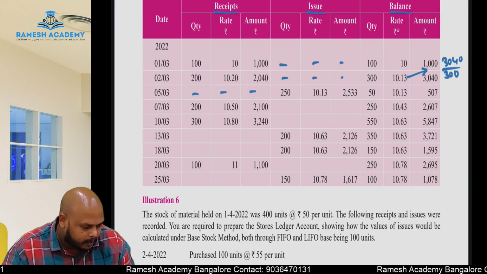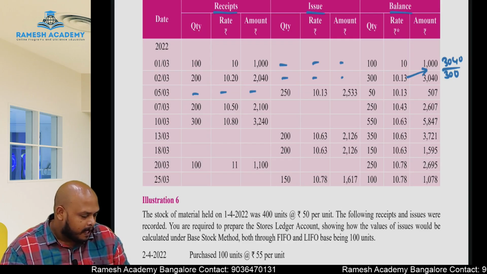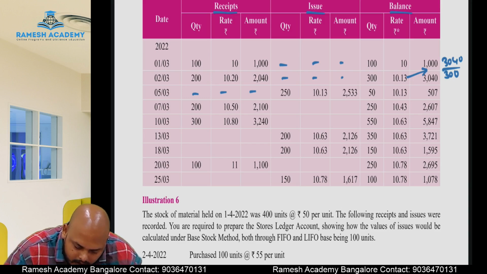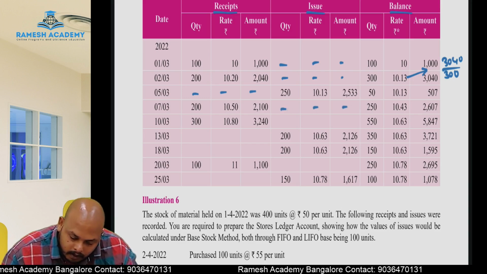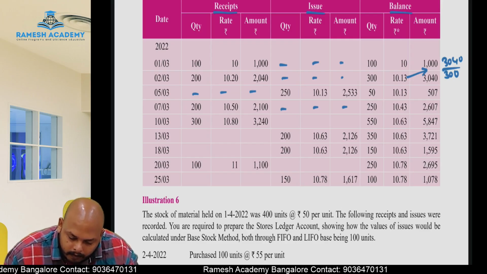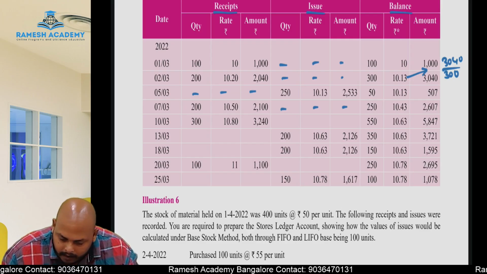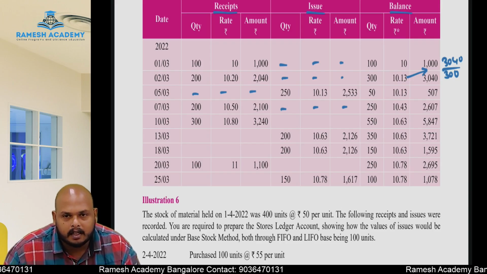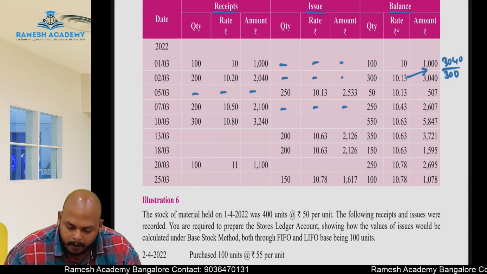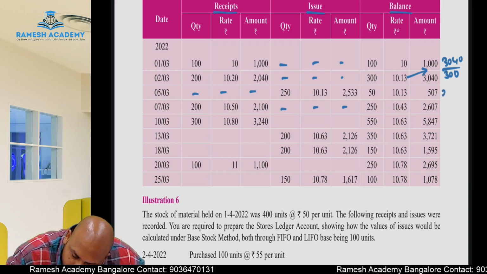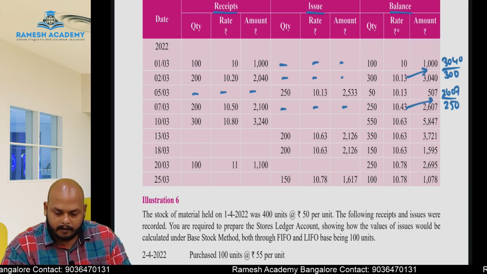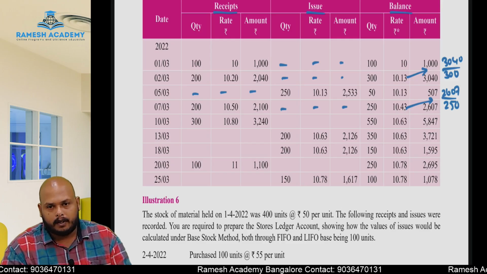Okay? Next, 7th March purchased how many units? 200 units. What is the price? 10.5 each. So you just need to take it and add here. 50 plus 200 becomes 250. 2607 divided by 250 is nothing but 10.428. 10.428 means he has rounded it off to 10.43. So 2607 by 250, this is how he got 10.43.